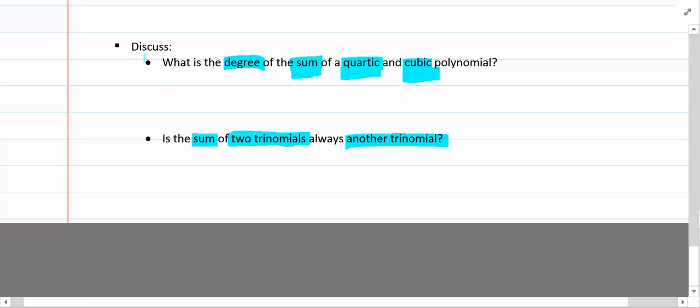Add these questions to your notebook. Be prepared with an answer tomorrow. That's how we're going to start our discussion.